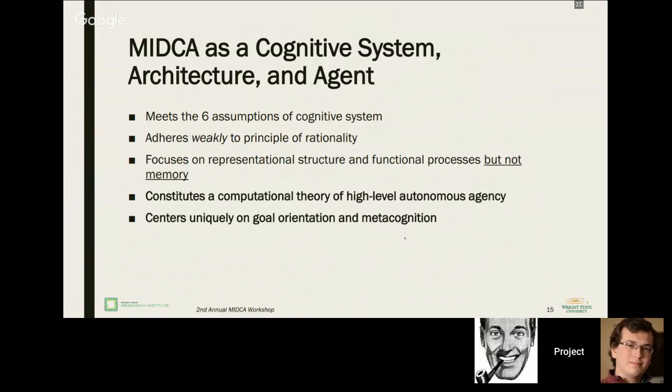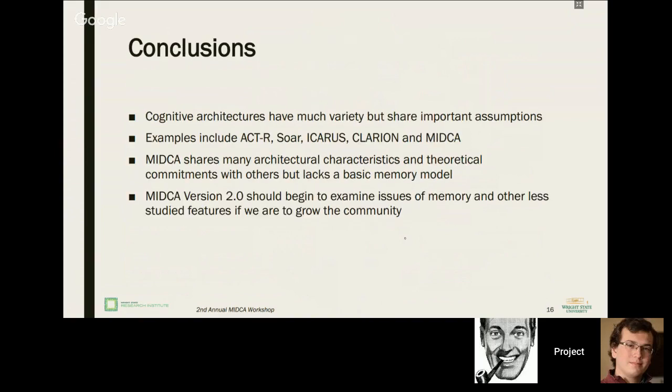The two big points, though, are that the MIDCA architecture really constitutes a computational theory of high-level autonomy, what it takes for an agent to be independent, generate its own goals, and not wait to be told what to do. And secondly, it centers on goals and metacognition in particular, and I think that distinguishes it. But I can't emphasize enough the commonalities with other architectures.